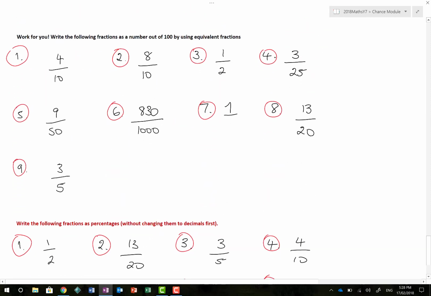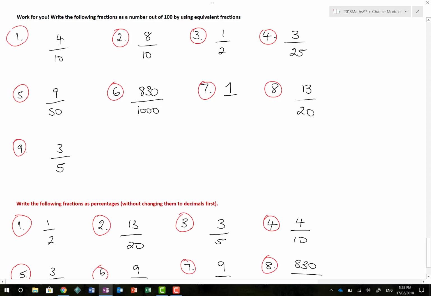Right, last thing for you, write the following fractions as a number out of 100 by using equivalent fractions. Off you go. Press pause and have a go. And then I'll check back in just a second.